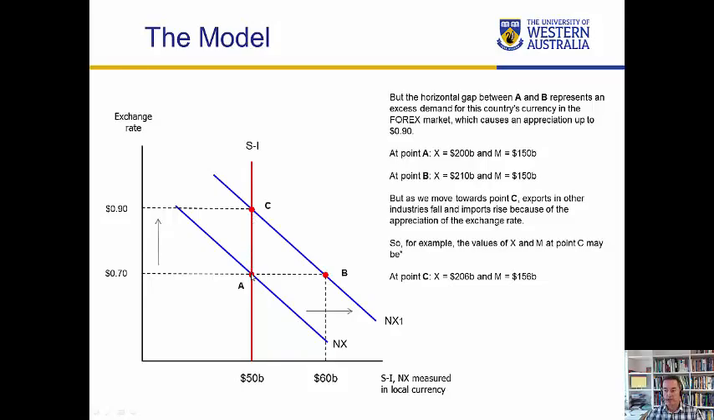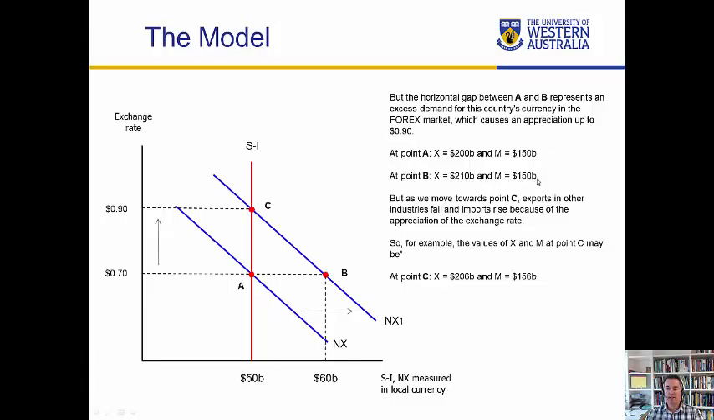But what we're going to do, just for the purposes of explaining what's going on, is start at A, move to point B, and stay there for a little while. And then we're going to go from point B to point C. That's the only way we can fully understand the forces that are acting on this model following an increase in net exports. So at point A, and I'm looking at the text now, at point A we've got exports of 200 billion, imports of 150 billion. We have a current account surplus of 50 billion.